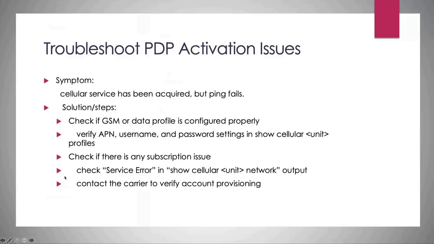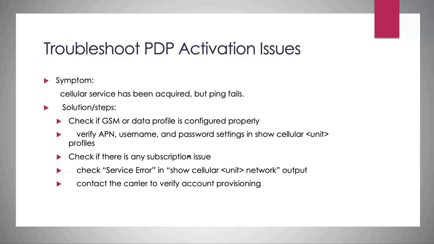In that case, we will verify the APN profile that we've configured to see if that is correct. You can get a verification from your ISP as well. Check if there is any subscription issue. That means that you can check with your provider to see what the SIM is supposed to work with. And in the network, in the cellular output, you can see if it's in service or not. And then again, you can contact the ISP to verify any account provisioning.